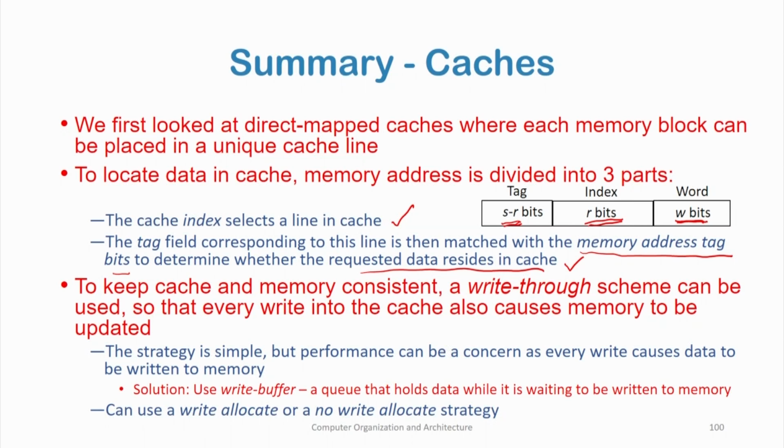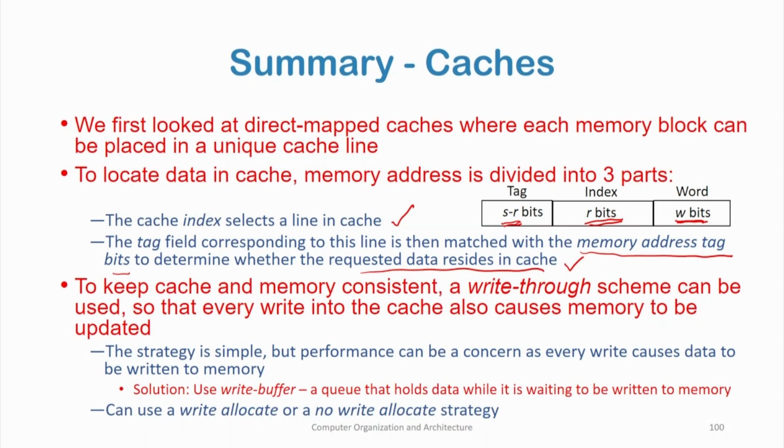To keep cache and memory consistent, a write through scheme can be used, so that every write into the cache causes memory to be updated. So, in a write through cache, whenever I write onto the cache, I also write onto the main memory. This strategy is simple, but performance can be a concern, as every write causes data to be written to memory. Whenever I write onto cache, I have to access the main memory, which is much slower.